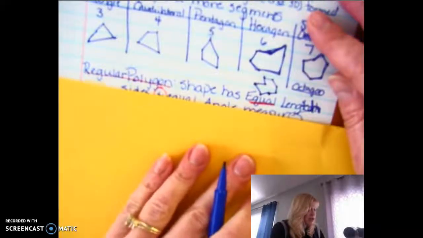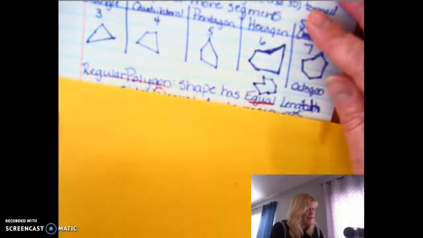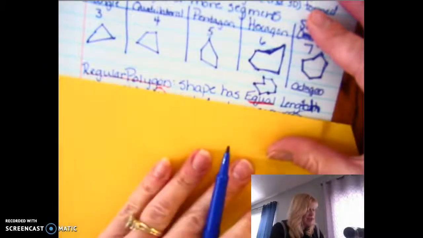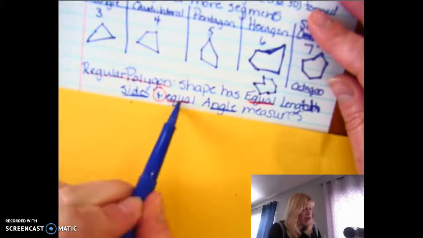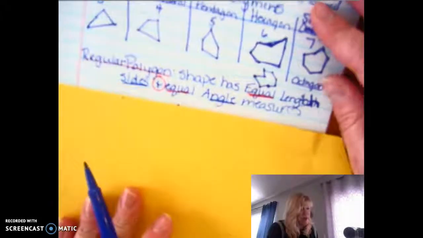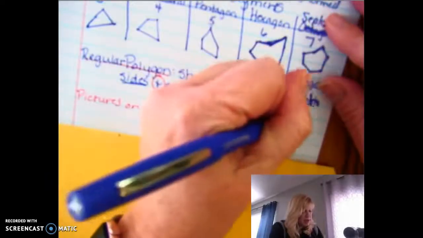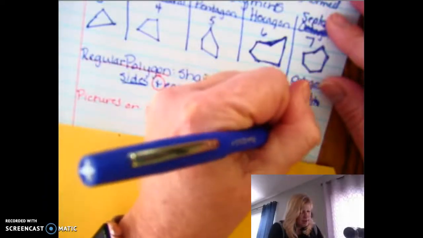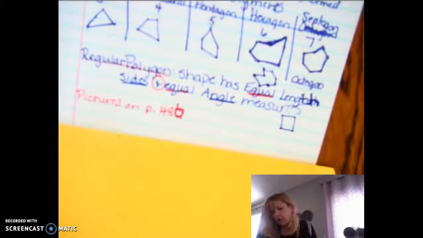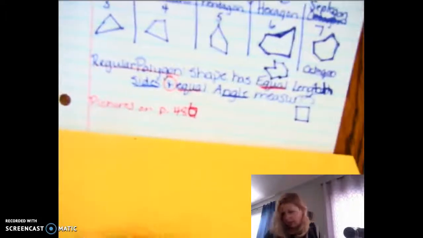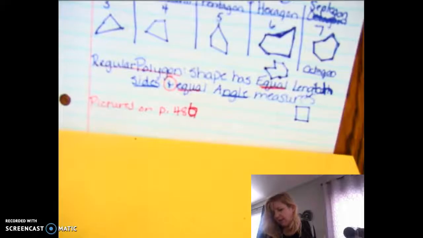What does matter is if it's a regular polygon. That's when the shape has to have equal length sides and all the angle measures have to be equal. So when we are talking about a square, that is a regular polygon. I'm going to show you a couple of pictures because Mrs. McKinley trying to draw these regular polygons ends up being a little bit of a mess for me.